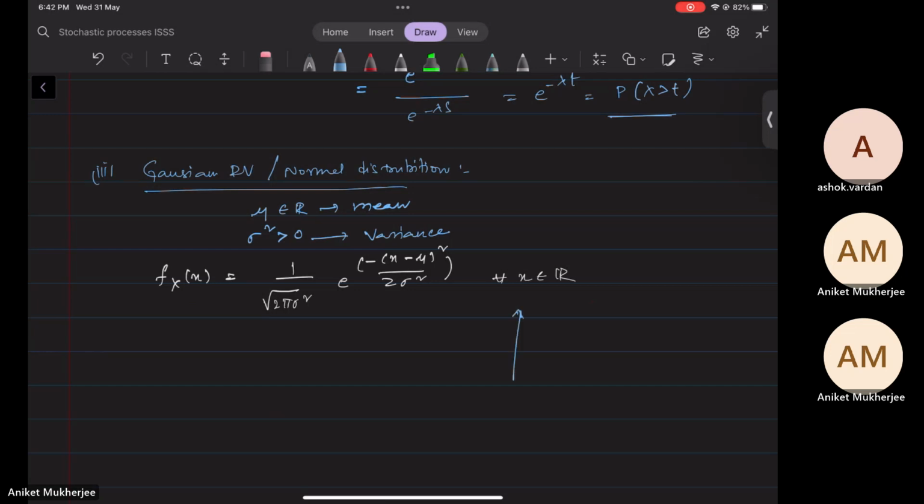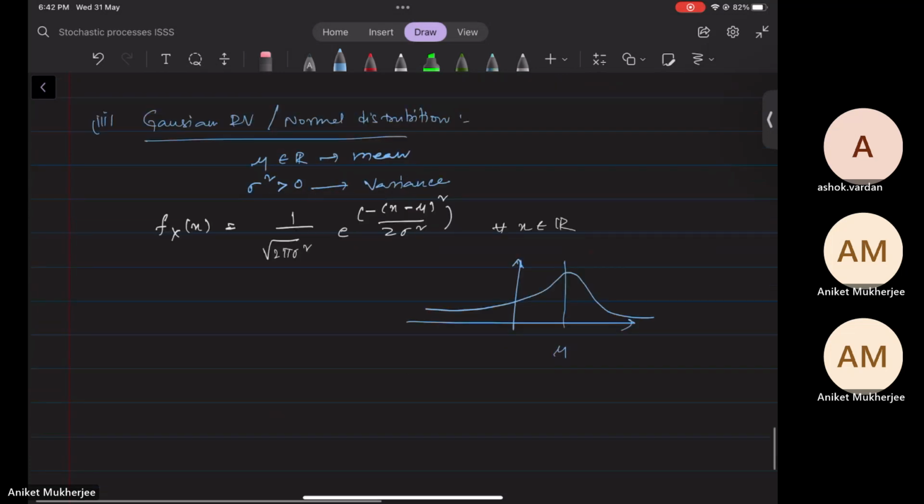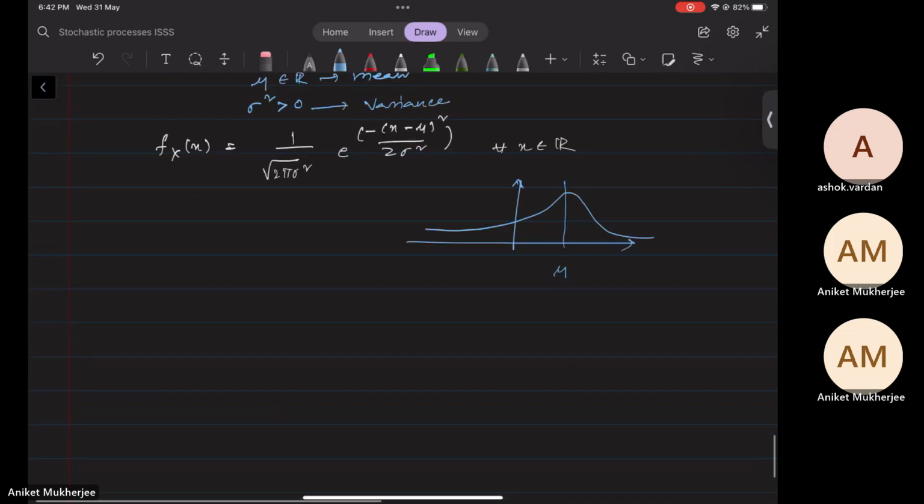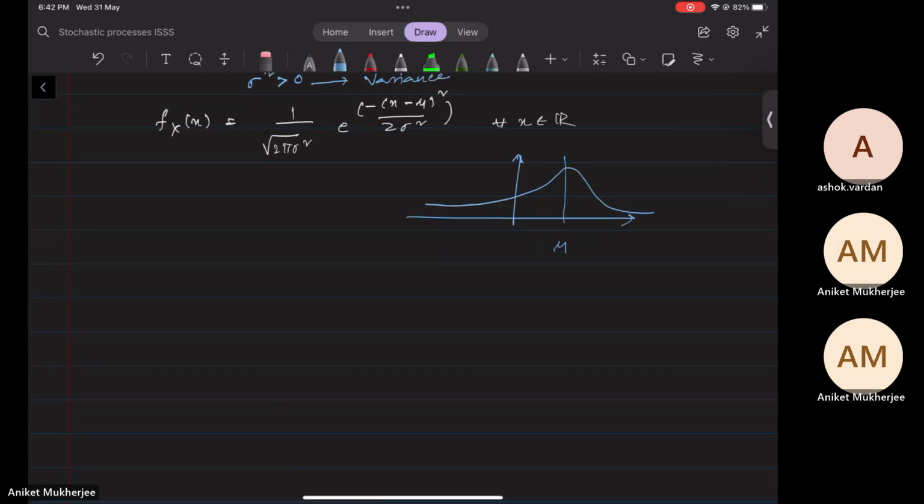So the distribution looks like this, with mu as the mean and sigma squared as the variance. I think you're familiar with the Gaussian distribution. Okay, so next we'll be going into joint distributions.